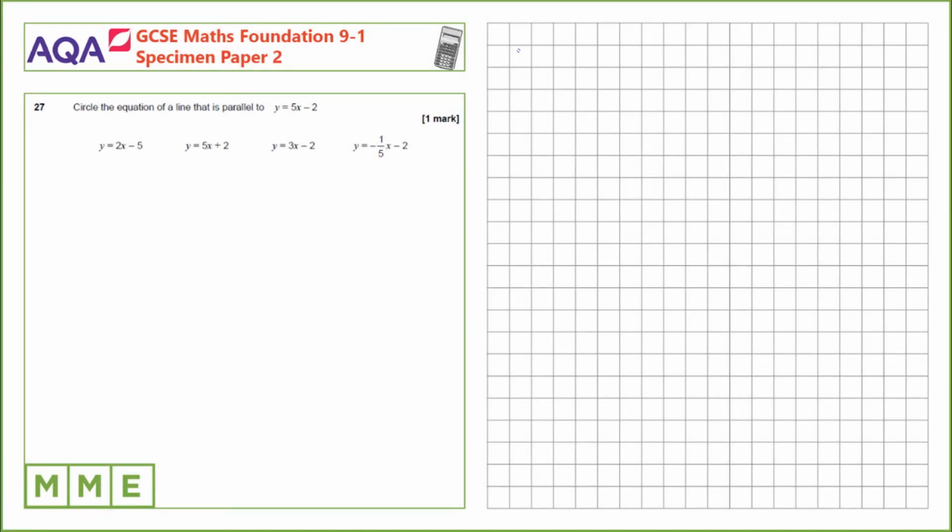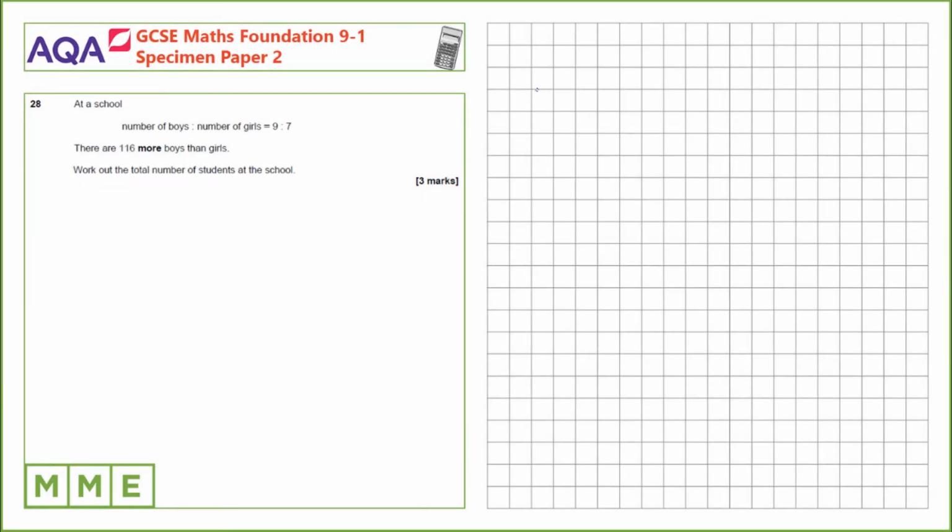Question 27. Circle the equation of a line that is parallel to y equals 5x minus 2. If we have a straight line, that's usually in the form y equals mx plus c, and parallel lines have the same coefficient of x, the same gradient. So we're looking for a line here that has the same gradient, and that's this one here. y equals 5x plus 2 is parallel to our given line.